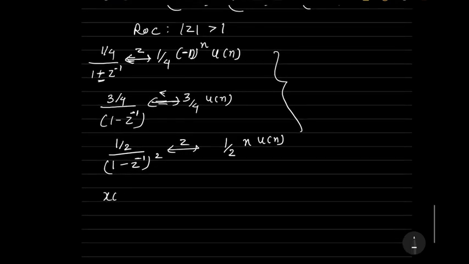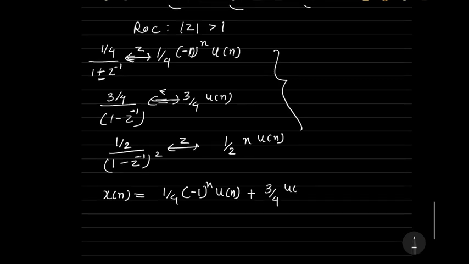x(n) is equal to 1/4 (−1)ⁿ u(n) plus 3/4 u(n) plus 1/2 n u(n). Okay.